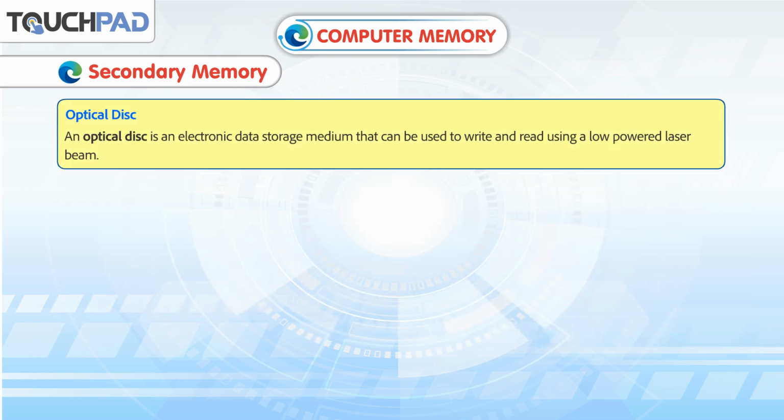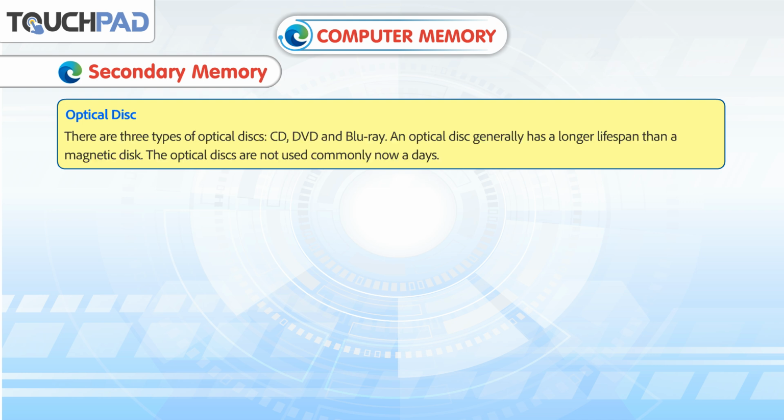Optical disc. An optical disc is an electronic data storage medium that can be used to write and read using a low-powered laser beam. There are three types of optical discs: CD, DVD, and Blu-ray. An optical disc generally has a longer lifespan than a magnetic disc. The optical discs are not used commonly nowadays.